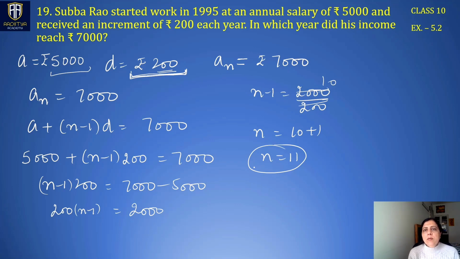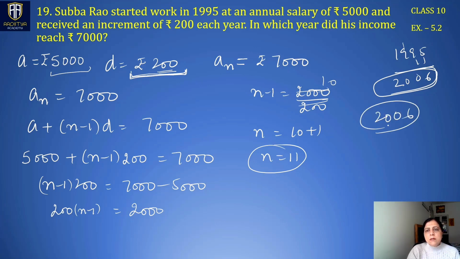So in which year did his income reach 7,000? So you have to add 11 to the existing year. He started in 1995. So after 11 years means in 2006. In the year 2006 he will be getting a salary of rupees 7,000, right?